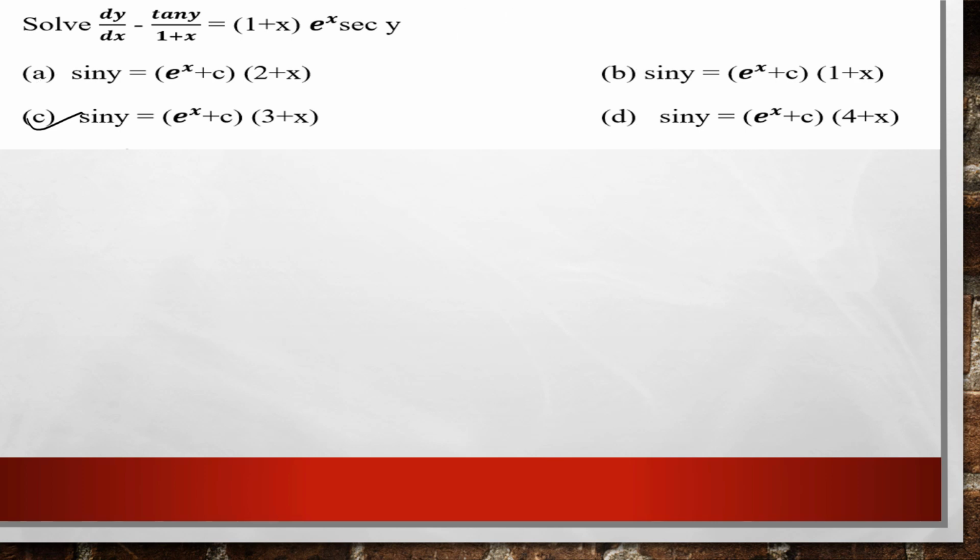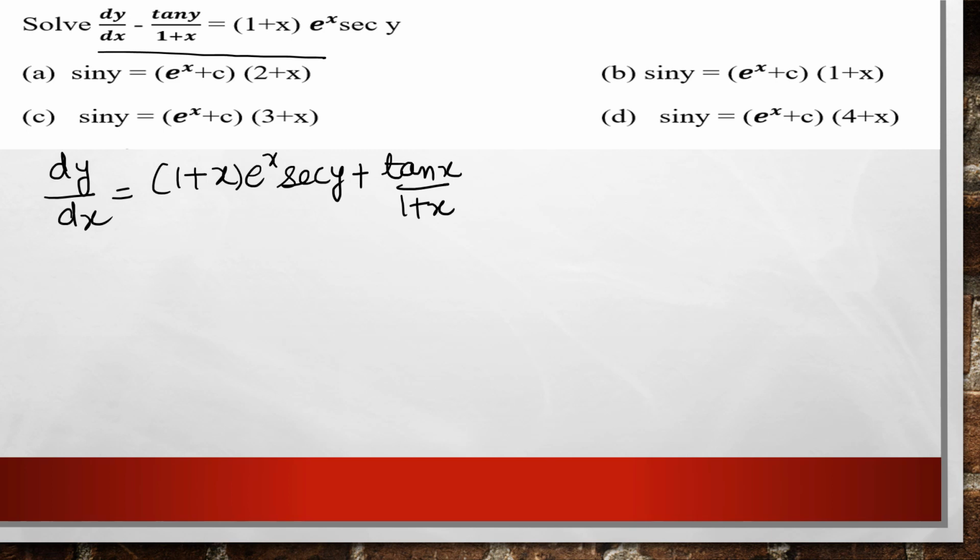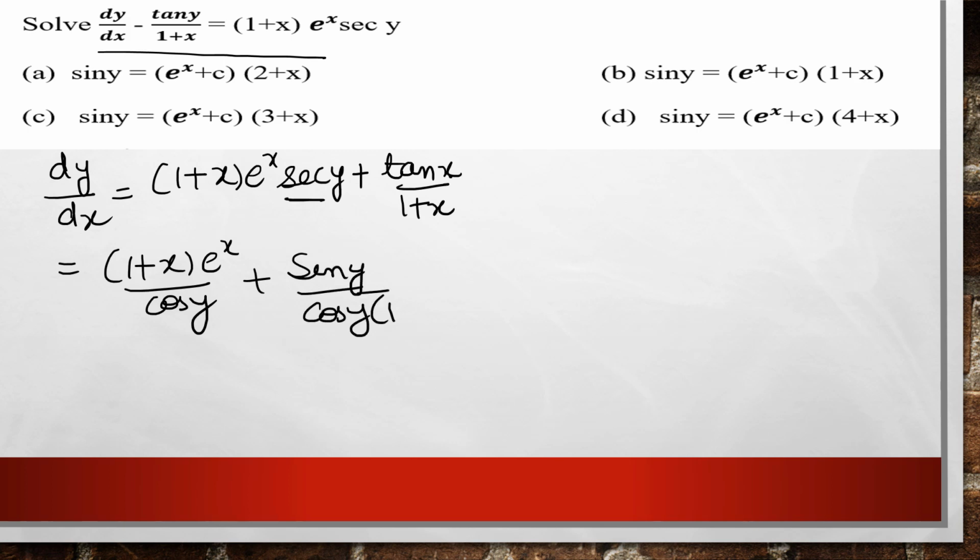Now let's do this. So from the given equation, what is the value of dy over dx? This is the value of dy over dx. Now just change the secant y to cos. Okay, so this will be 1 by cos y. Same here, this tan x is what? This is sin y over cos y times 1 plus x, right? Now see, this is the value of dy over dx. Come to the options now.